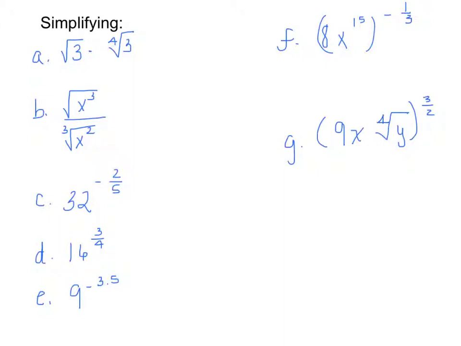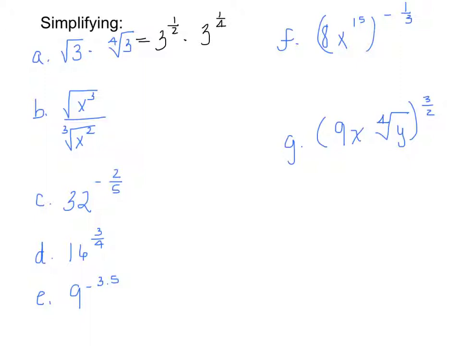Okay, here's a couple that I have to try. Let's start with the first one. Notice the roots are not the same, so we cannot multiply them. So I'm going to change them to exponent form. So this will be 3 to the 1/2 times 3 to the 1/4.